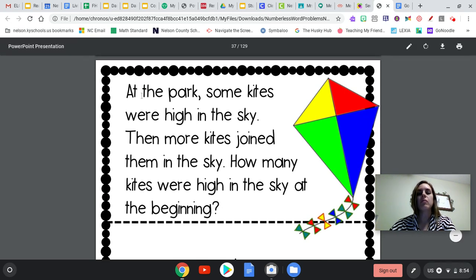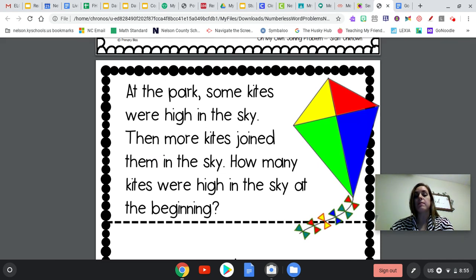So our word problem today starts at the park. At the park, some kites were high in the sky. Then more kites joined them in the sky. So maybe you're at the park with your kite. Maybe you made your kite, or somebody gave you your kite, or you bought your kite at a store. Maybe you were there as a class, or you're there with your family or friends. So this can be whatever situation that you want it to be.